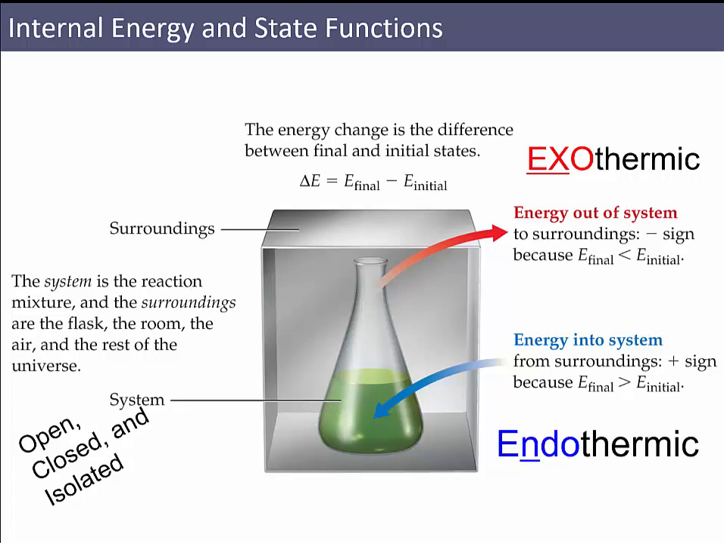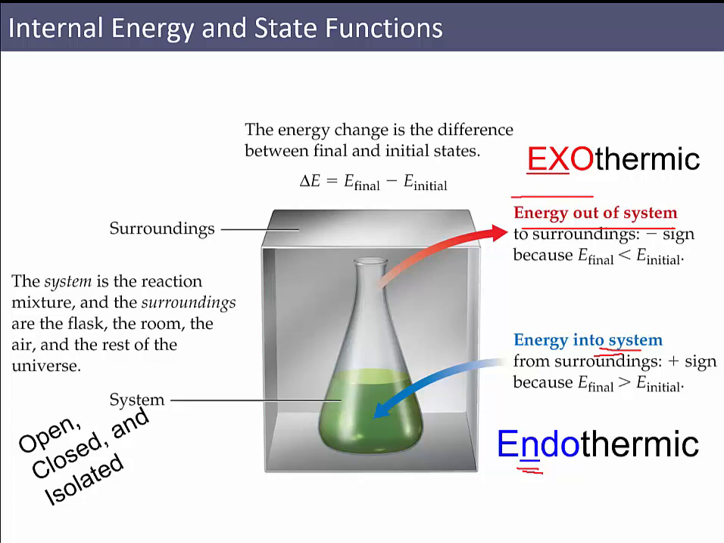So our energy change is the difference between our final and our initial states. Exothermic means energy is out of the system. Energy going into the system is endothermic. Now, when we talk about our system, we've got a couple of different ways to describe our system and our surroundings relative to each other.